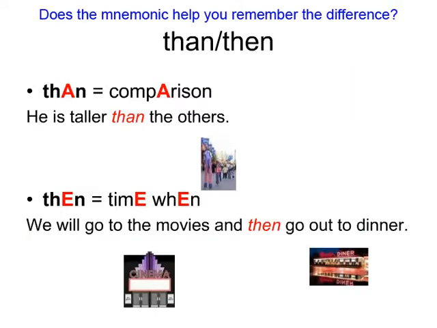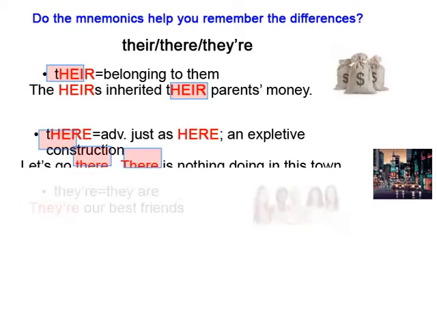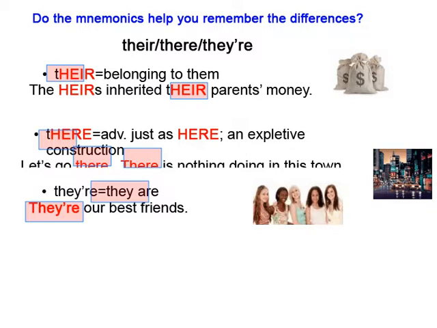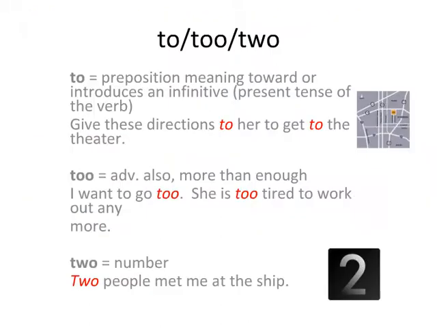Students often confuse these words. Than has an A as in comparison, and then has an E as in time and when. Look at the mnemonic clues to help you tell the difference among the three theirs. To use the three twos correctly, try substituting also, or more than enough, or the number for the two you want. If none of these make sense, use TO.